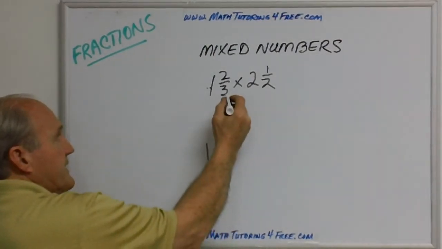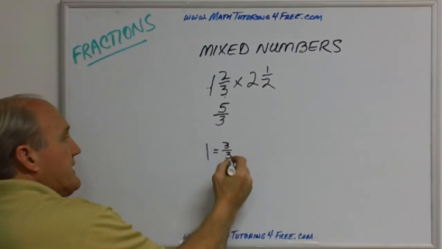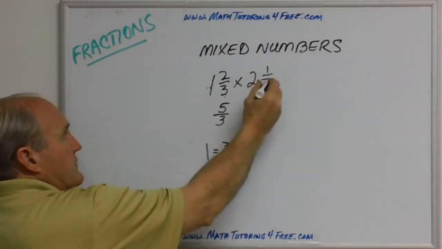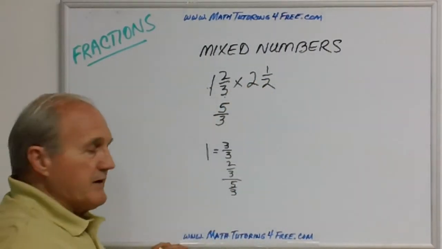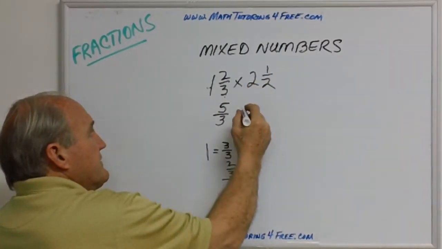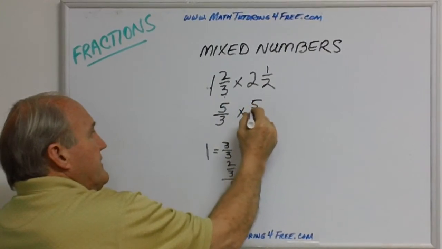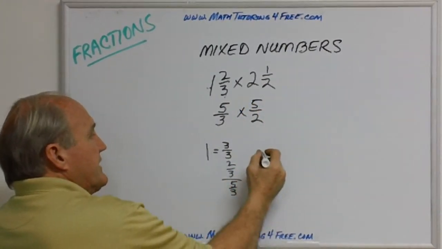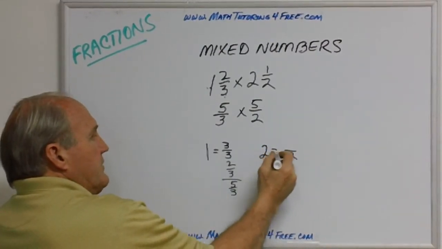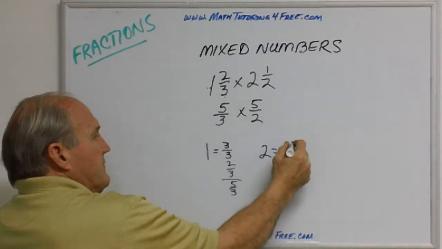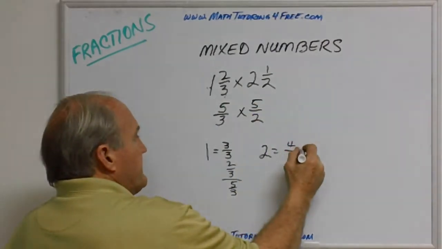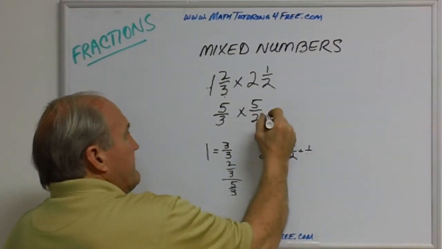Okay? And hopefully you can see that 1, if we just did it in thirds, is 3/3. That's why we're multiplying the denominator times the whole number. But then we had to add the 2/3 to it, which gave us the 5/3. 2 1/2, what is that as an improper fraction? Again, 2 times 2 is 4, plus 1 is 5. So that becomes 5/2. Again, if we think of that, we say 2 is how many halves? Well, the whole number 2 is 4 halves, and then we had 1, so we have to add the 1, and we end up with 5 halves.